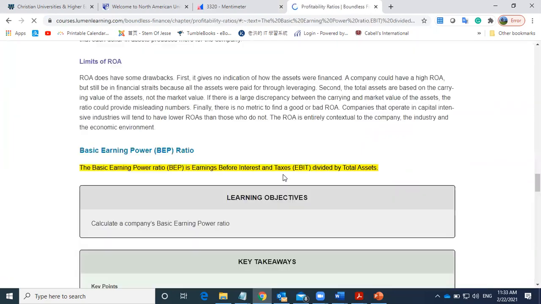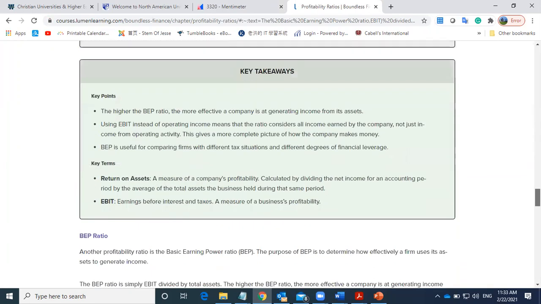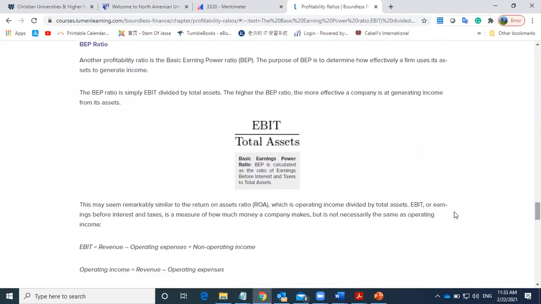Okay, the basic earning power is your EBIT divided by your total asset. Okay. EBIT is operating profit, right? Divided by your total asset. That is called basic earning power.